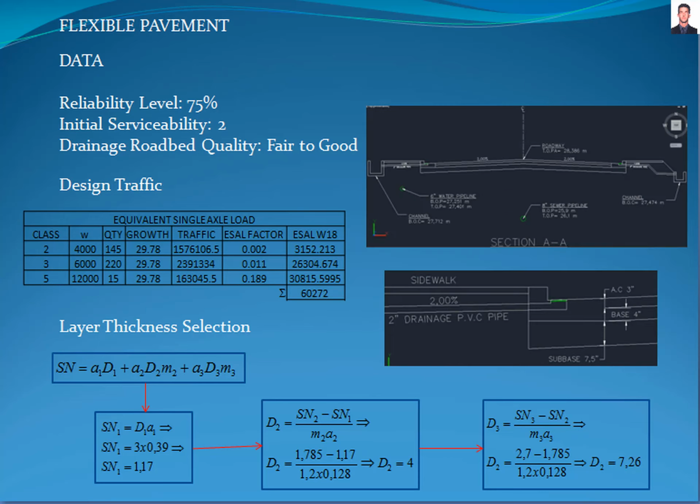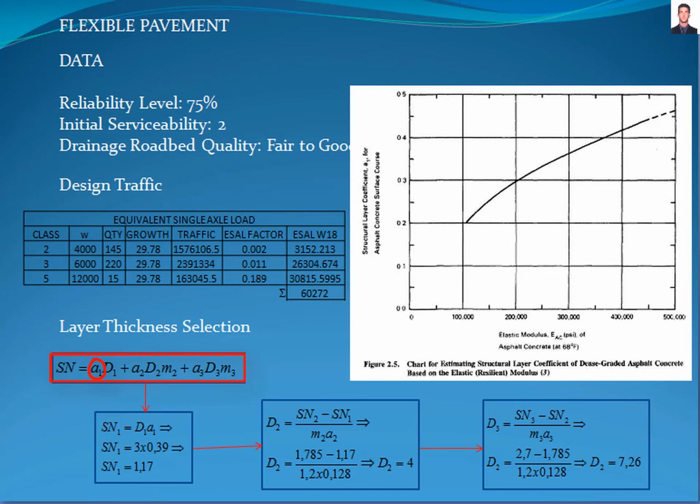With the structural number already defined, we proceed to calculate the thickness of each layer that composes the roadway, in accordance with the equation of section 3.1.4 of the AASHTO guide for design of pavement structures. The material selected for each layer was chosen after a local study of the different quarries near the site, in accordance with a cost-quality approach, where A1 is the layer coefficient of the asphaltic concrete course and is calculated with figure 2.5, which, in accordance with the technical sheet, has an elastic modulus of 350,000 pounds per square inch, giving a result of 0.39.